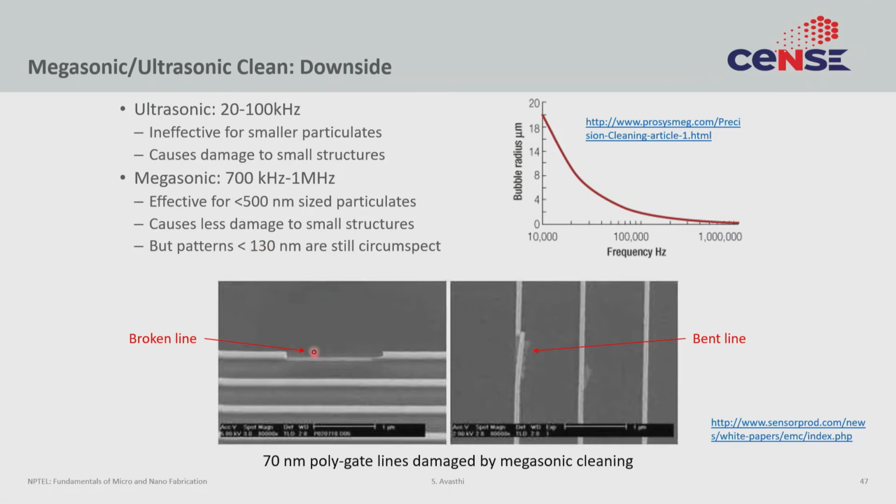So here are some examples of what can actually happen when this goes wrong. Your metal lines can get broken, and some of your lines can get bent simply because of the agitation. So you have to be a little careful, especially if you are making very, very small features.